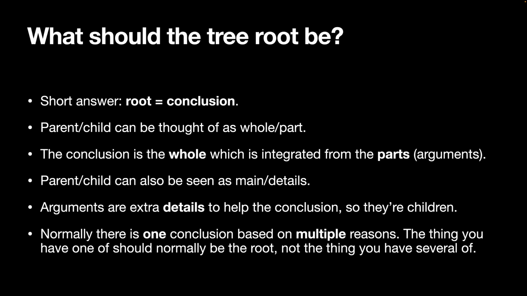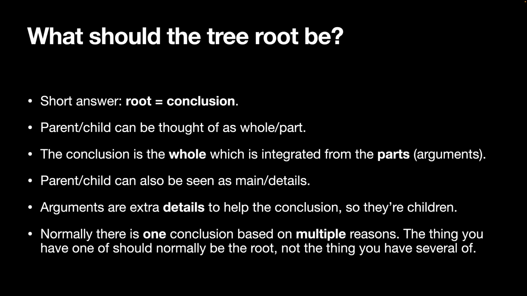Okay, so how do we figure out the root of the tree? Basically, the root is the conclusion. Parent-child relationships can also be thought of as whole/part relationships. The parent is being made up of the children, so it is the whole and the children are the parts. So you're integrating the parts to get the whole, the bigger thing. So the conclusion is integrated from the parts that are arguments, claims, evidence, premises, facts, stuff like that, reasons.